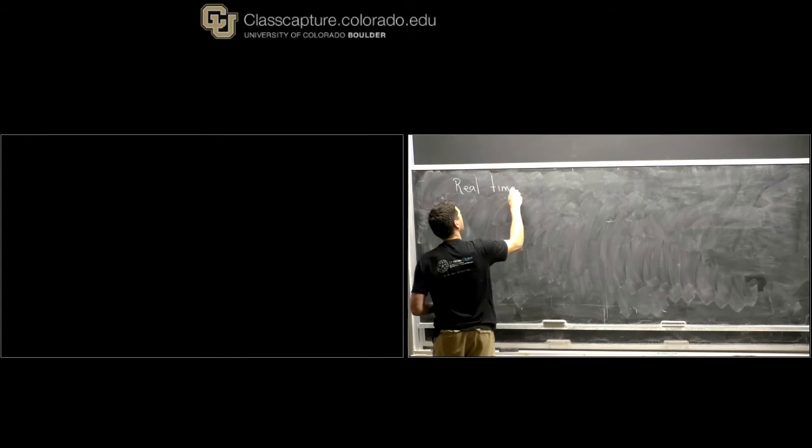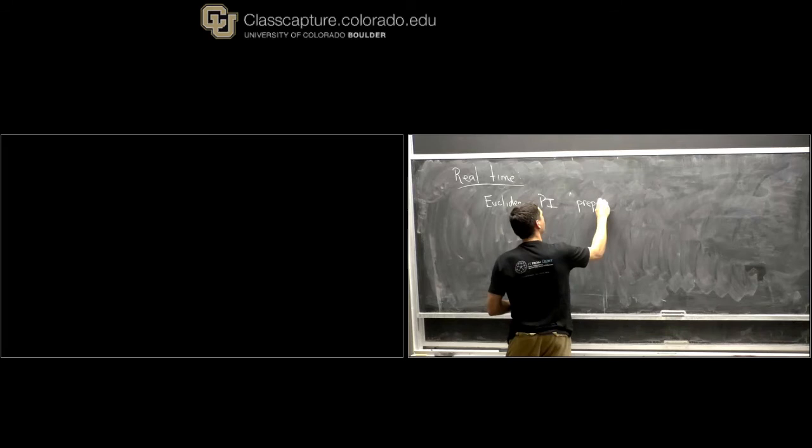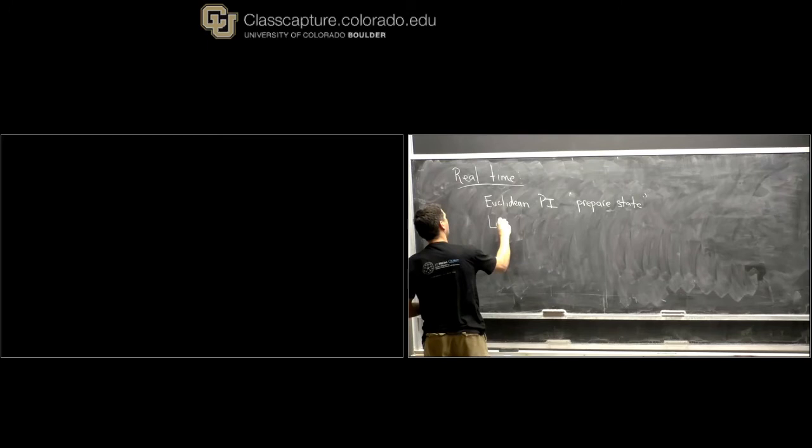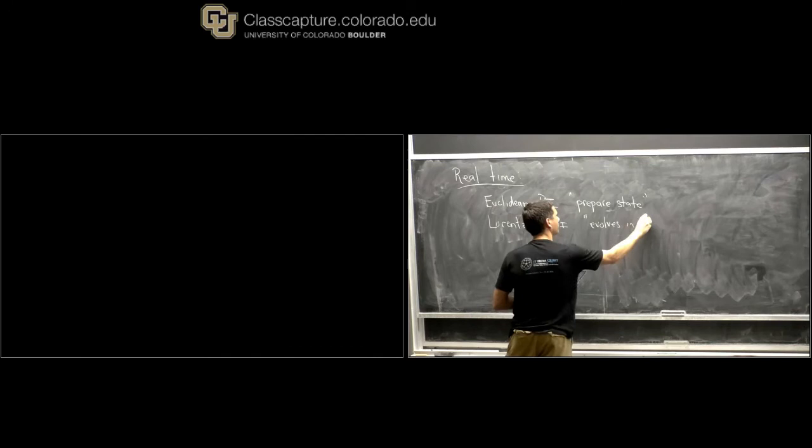Okay, so we're also going to want to do path integrals that go in real time. Often the way we do this is we first create a state by doing a path integral in Euclidean space, and then we evolve that state in Lorentzian time. So the slogan is: Euclidean path integrals prepare states. A Lorentzian path integral does just what you think it does. It evolves in t.